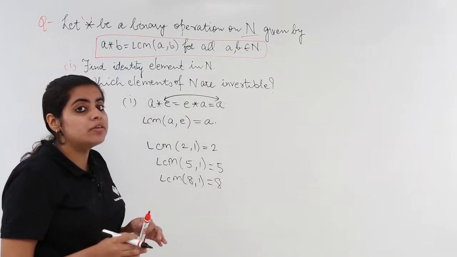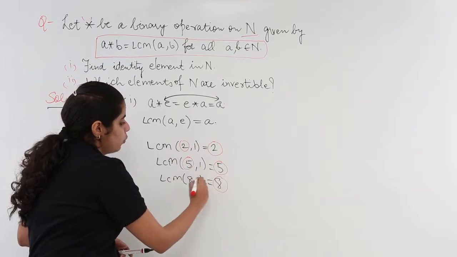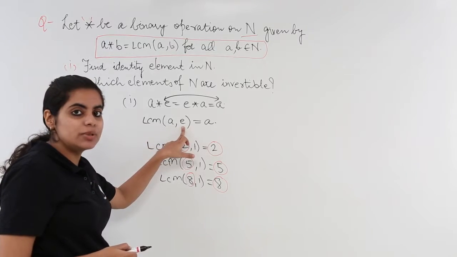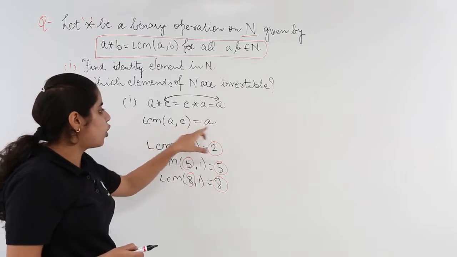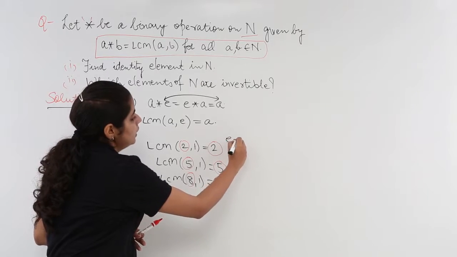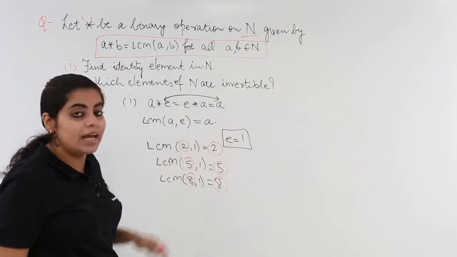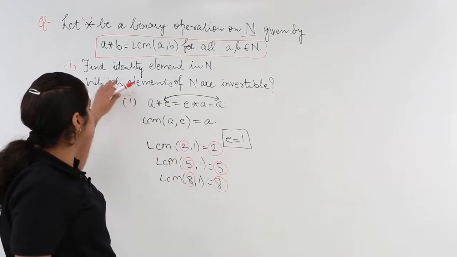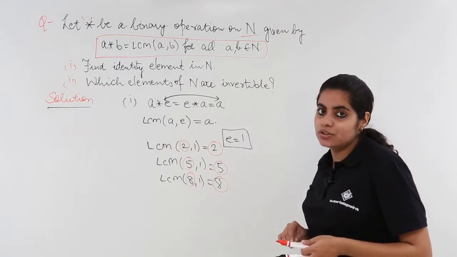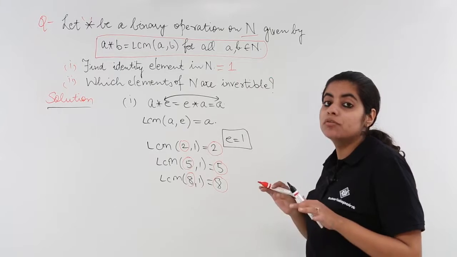That means when will I get the same LCM as the number? When I have the second element as 1. So if the second element, that means E, is 1, I am sure that I would be getting a as the LCM. So the value of E has to be 1. Now what is this E? E is the identity element, and so my answer to the first part, find the identity element in N, that means natural numbers, is 1.